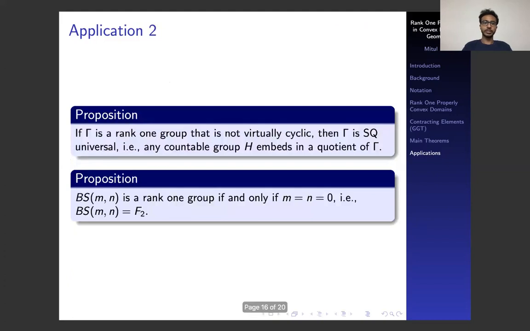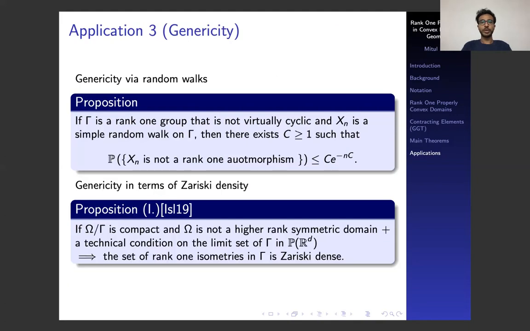We have more applications. We can show that a rank 1 group that is not virtually cyclic is SQ universal, which means that such groups have lots and lots of normal subgroups. The only Baumslag-Solitar group that is a rank 1 group is the free group on 2 generators. We have more applications that show that rank 1 automorphisms are generic in different senses.